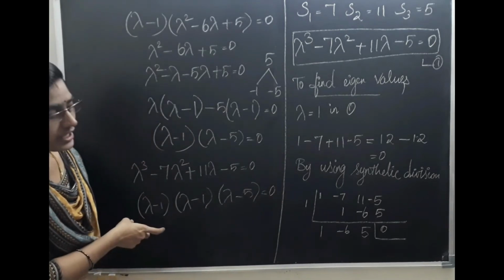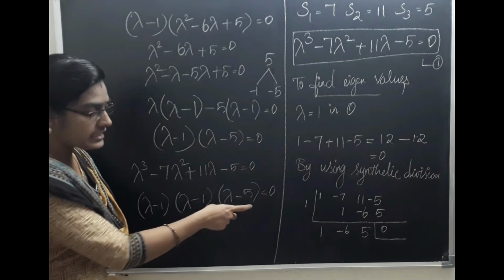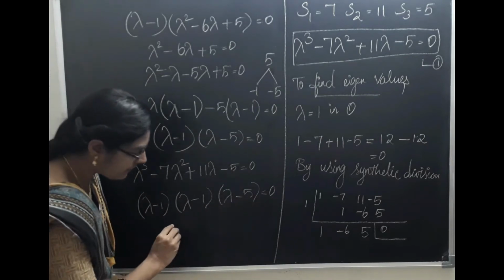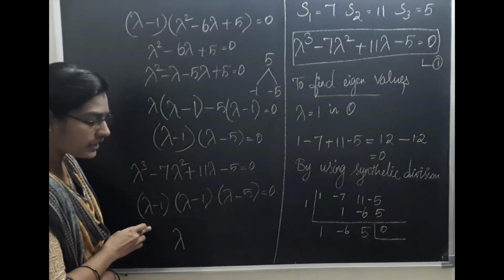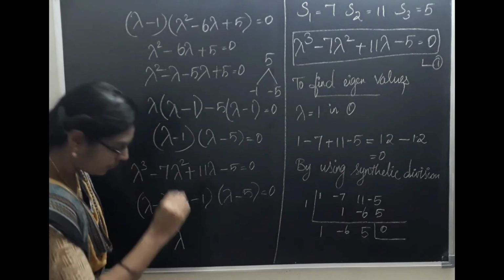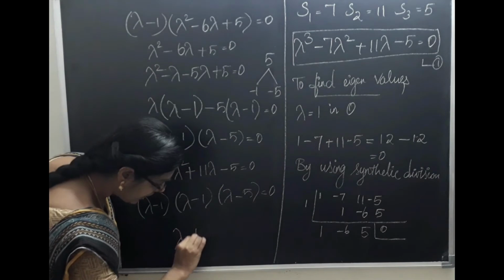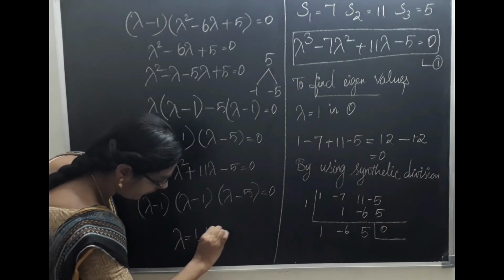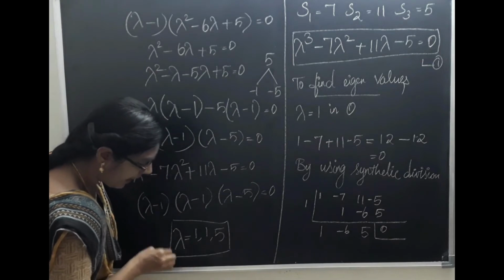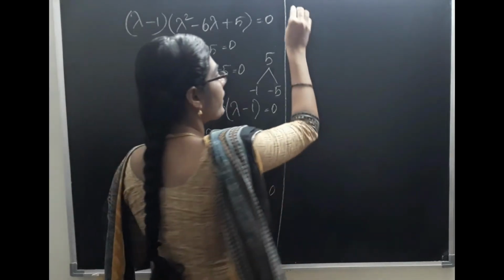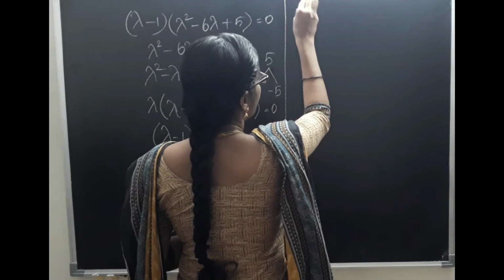Once we equate each of these factors to 0, we will get the values of lambda: when lambda minus 1 equal to 0, lambda equals 1. Here also 1, and 5. These three values are the required eigenvalues. Next we need to find eigenvectors.